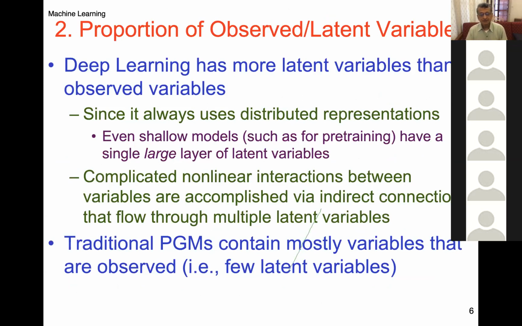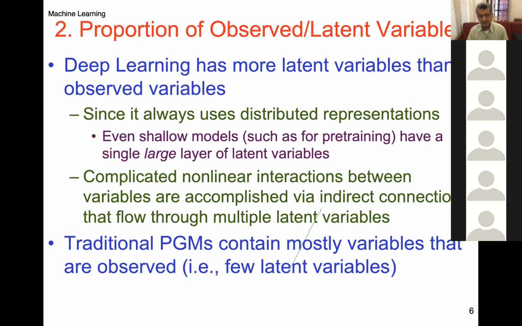Okay, so the depth was the first issue. The second is how many variables are observed or latent. And we're saying deep learning has more latent variables than observed variables, since it always uses distributed representations. Even shallow models have a single large layer of latent variables. So we have many latent variables in deep learning. We see that the first layer is observed, the next layer is all unobserved. So that's quite a few latent variables.